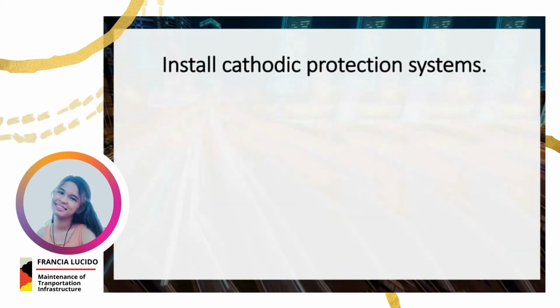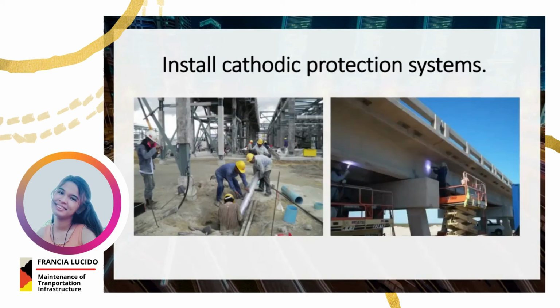Next, install cathodic protection systems. Cathodic protection or CP is an electrochemical corrosion mitigation technique. When a bridge structure is exposed to salt, it can expect corrosion of the embedded steel during its service life. Cathodic protection has proven itself as the only permanent repair of existing corroded steel reinforced concrete.